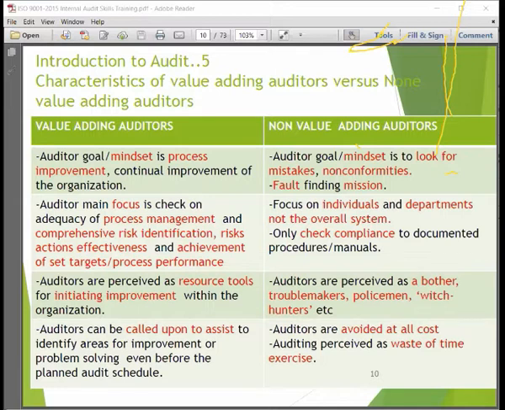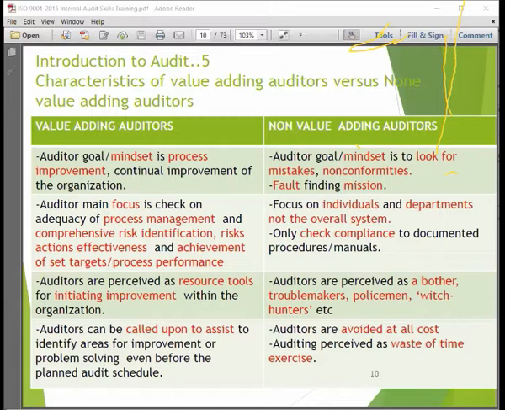Yeah, once in a while you find mistakes, no problem, but that was not your main goal. You'll highlight them. Once we address those mistakes, we improve, but that is not your main goal. Your main goal is process improvement, continual improvement. Still, the non-value adding auditors' goal is looking for mistakes and nonconformities. And if you don't come up with them, you leave that place very sad.